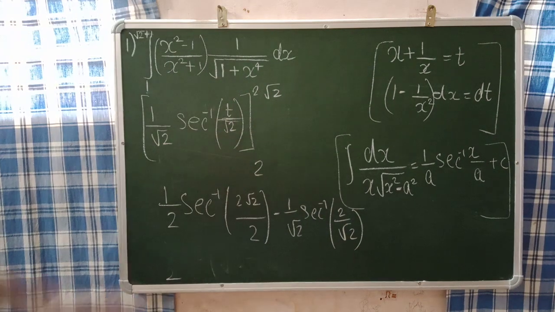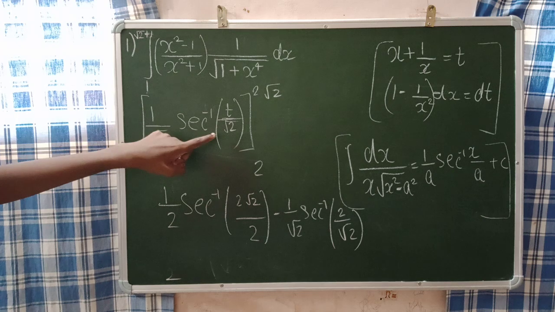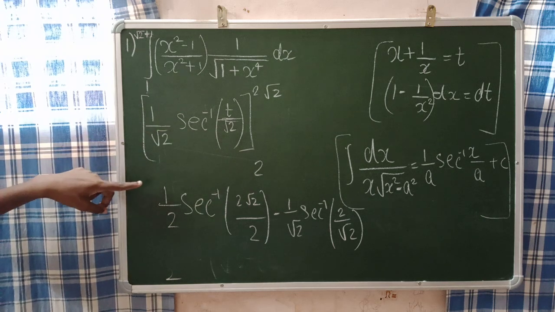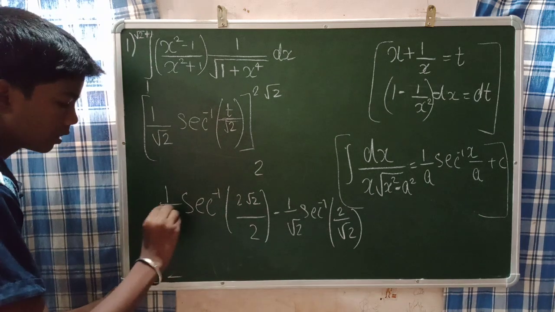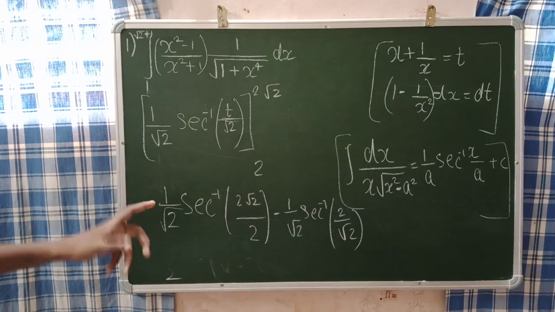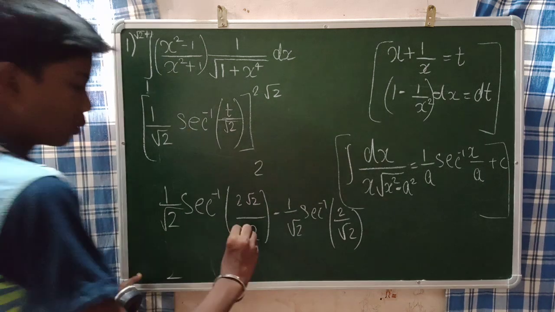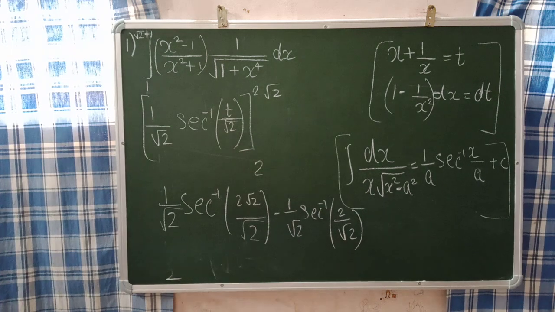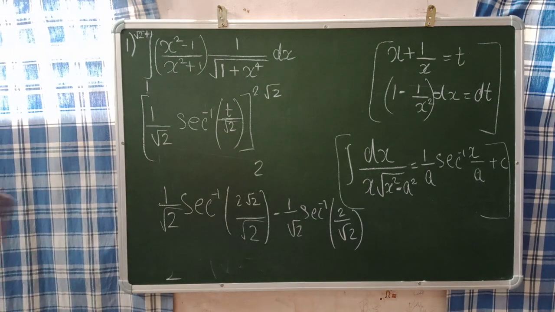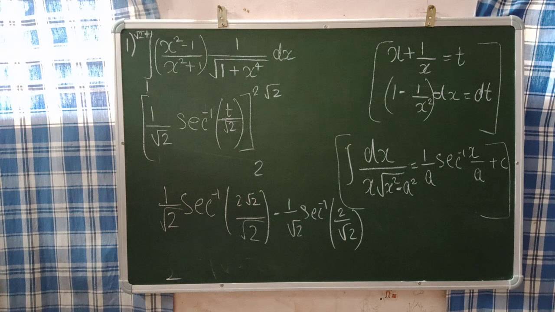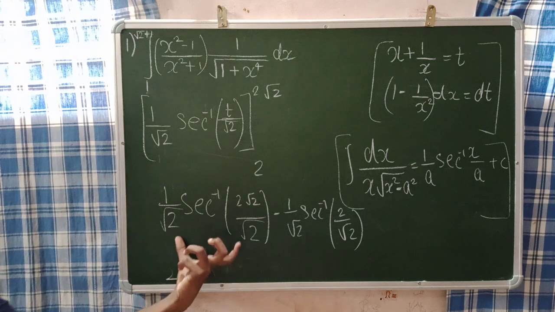Now it's very simple, guys. Just first put 2 root 2 in place of t. Then you will get 1 by root 2. Here I should put 1 by root 2. So you will get 1 by root 2 into secant inverse of 2 root 2 by 2 root 2. Here also root 2. So you will get 1 by root 2 into secant inverse of 2 root 2 by root 2, because when I put 2 root 2 in place of t, this is what you will get.